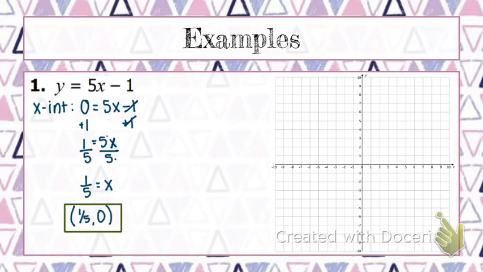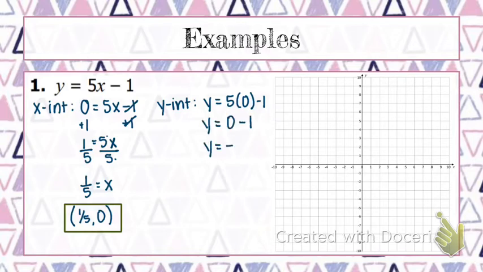And now there are 2 ways for us to find our y-intercept. The first way is to set x equal to 0. So we're going to have y equals 5 times 0 minus 1. So 5 times 0 is 0, minus 1, y equals negative 1, which is the point 0, negative 1.